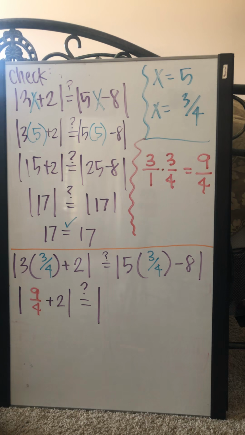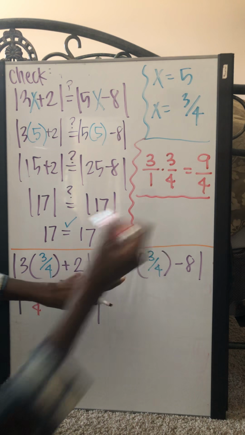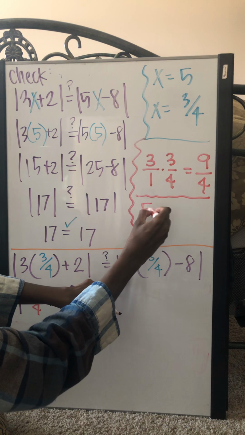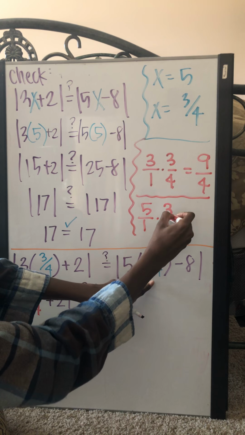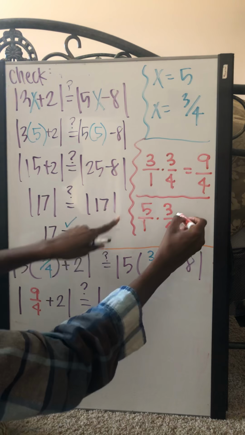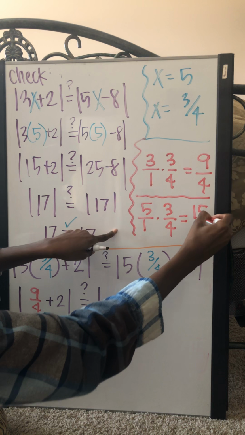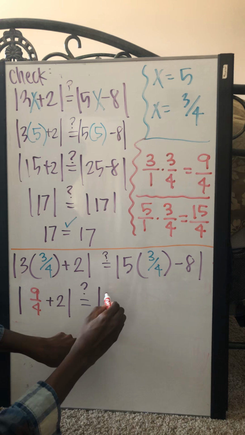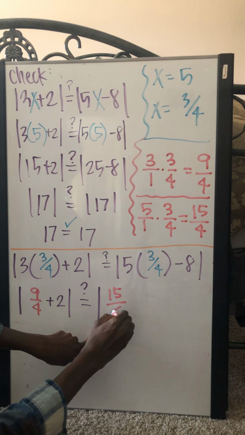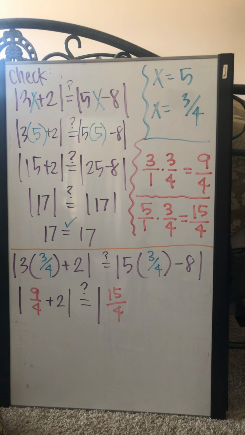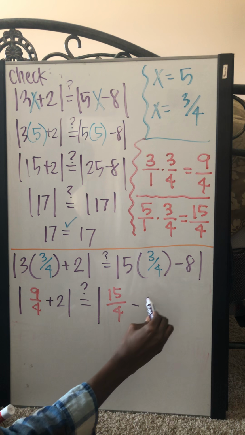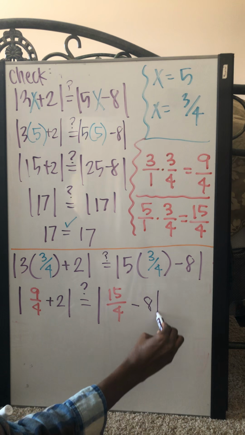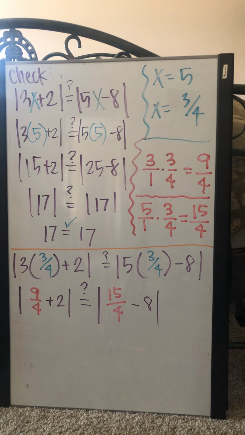And then in this next slot, we can do the exact same thing. So this 5 needs to be a fraction, so we put it over 1, and now we're multiplying it by 3 over 4, so we multiply straight across on the top, which gives us 15, and straight across on the bottom, which gives us 4, okay? So this is equal to the absolute value of 15 over 4 minus 8. Alrighty, so we need to combine these together and see if it actually works out.